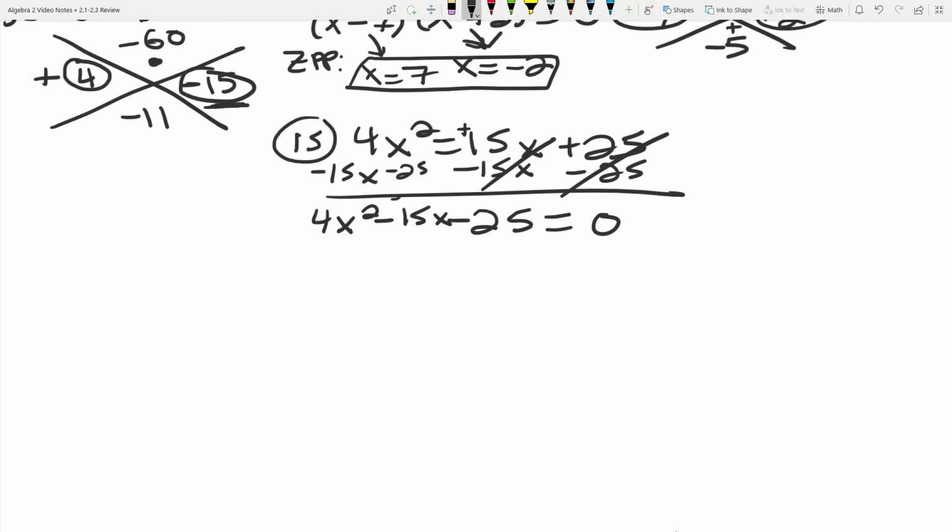All right, that's a negative. So now we have one side equal to 0, so check for that. Now, this is an AC method because a is 4, right? So we need to do the AC method.